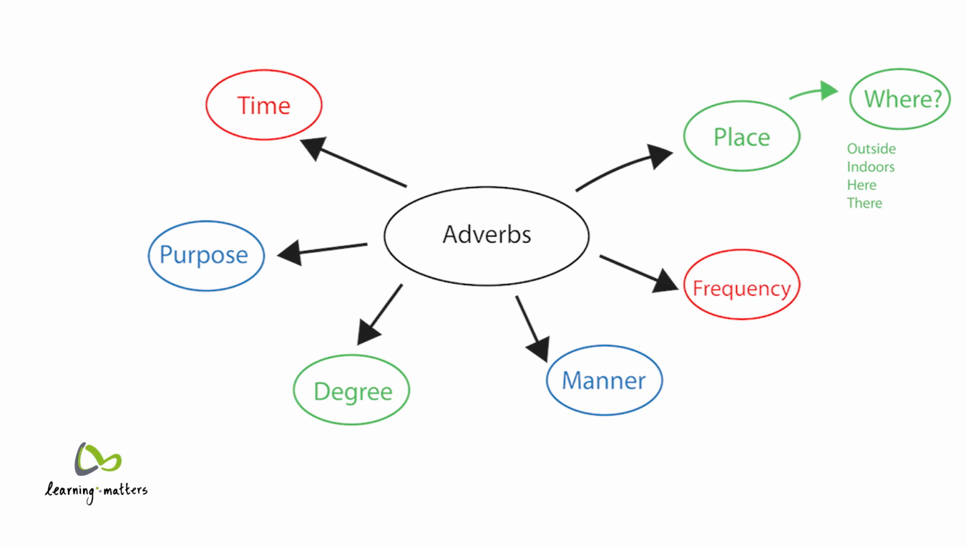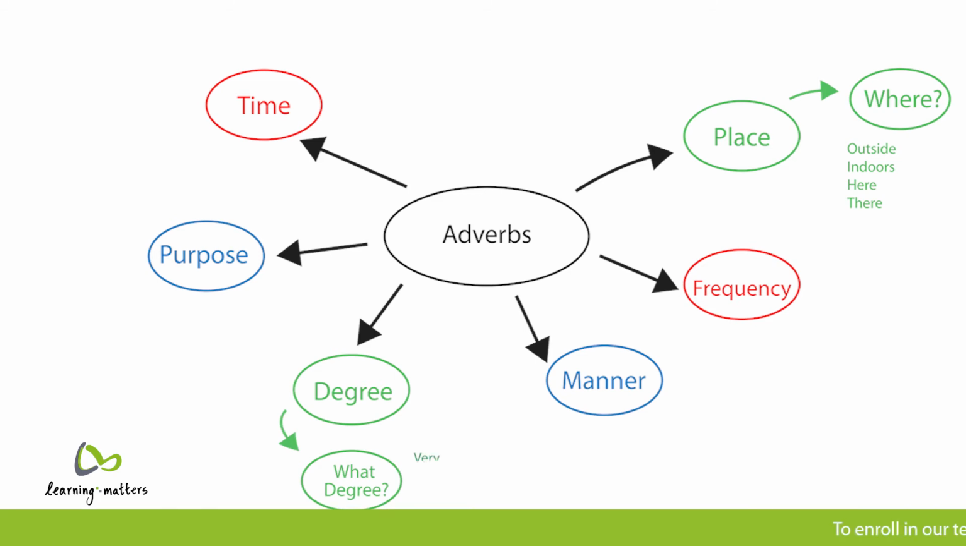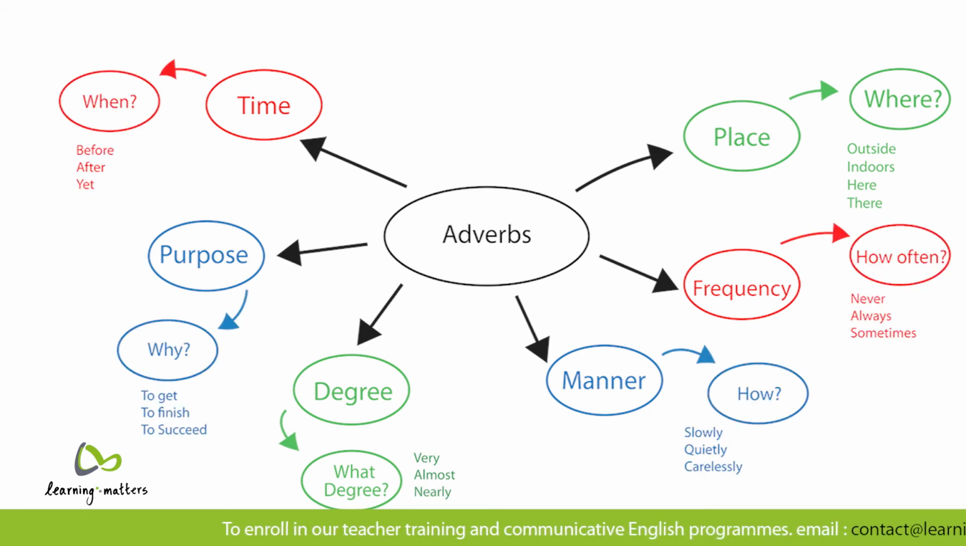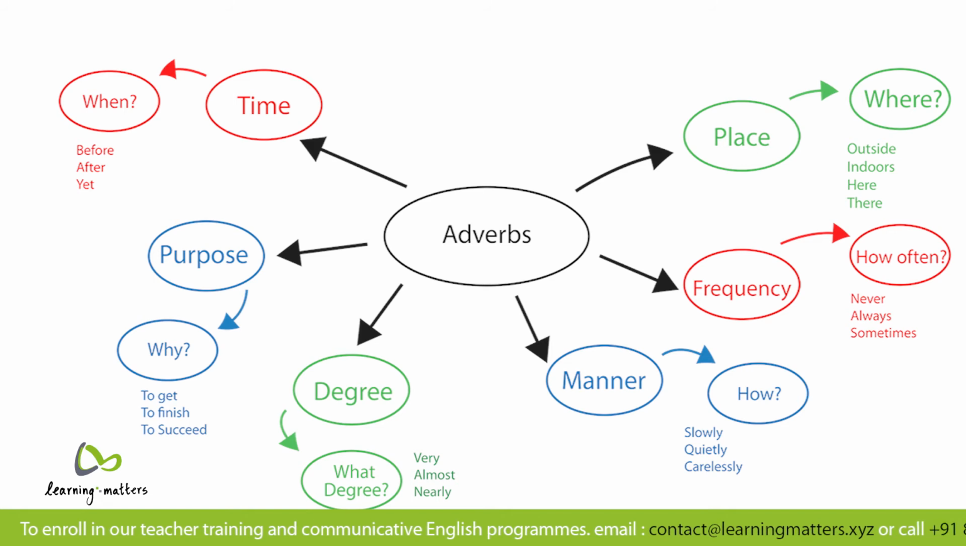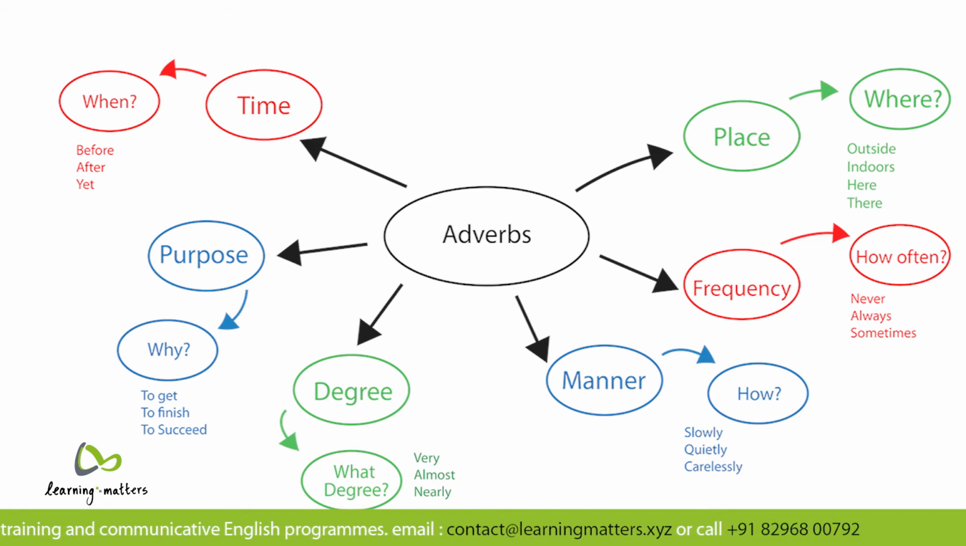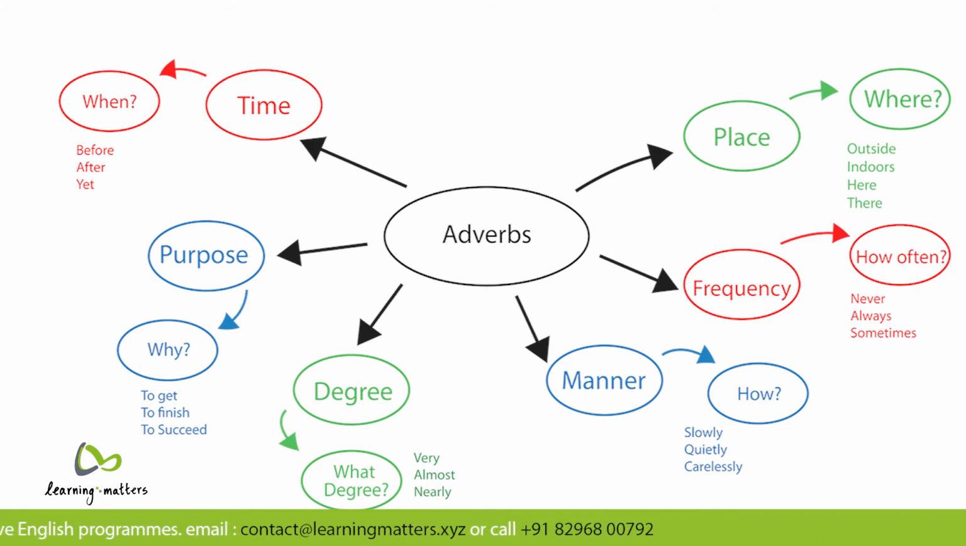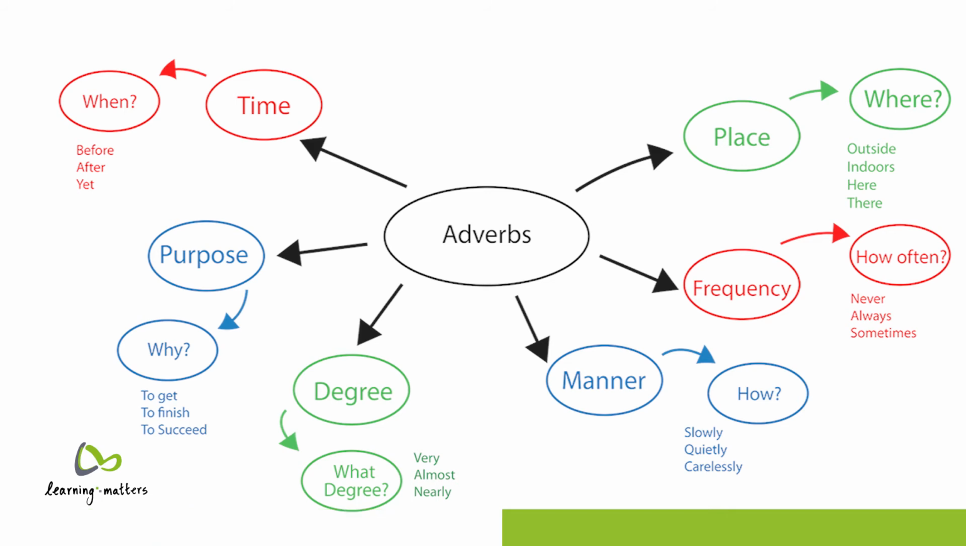Similarly, adverb of degree talks about to what degree something is happening. Here are some examples: very, almost, nearly, and so on. So you can see that a mind map can just as easily be applied to English, and in the same way it can also be applied and used in mathematics, social studies, science, and in pretty much any subject.